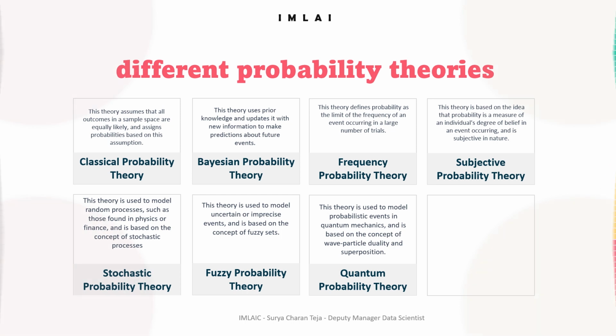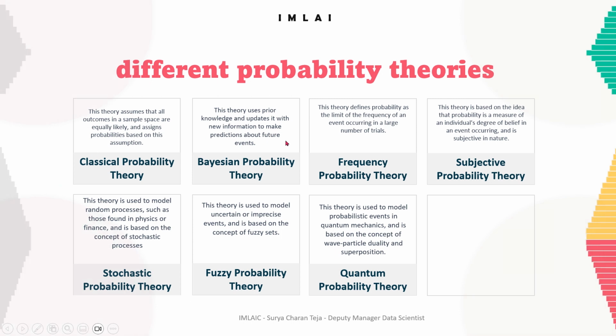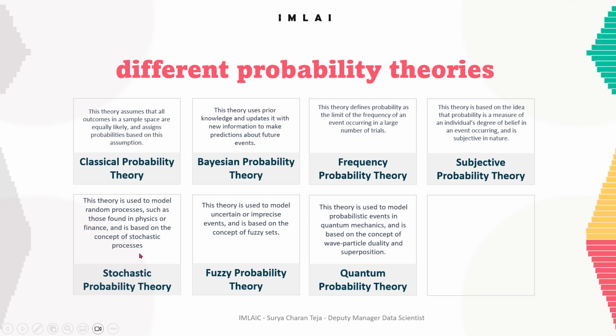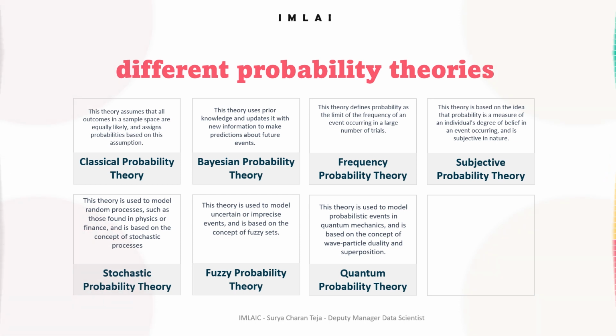However, we'll be mostly focusing on classical probability, then move on to Bayesian probability theory, nothing else. But you should know where all the probability applies. Based on the application, if it is in finance, for the stock market, it's stochastic probability theory. But if you apply it to uncertain, imprecise events, it's fuzzy probability theory. If you apply the same to quantum mechanics, it's called quantum probability theory.